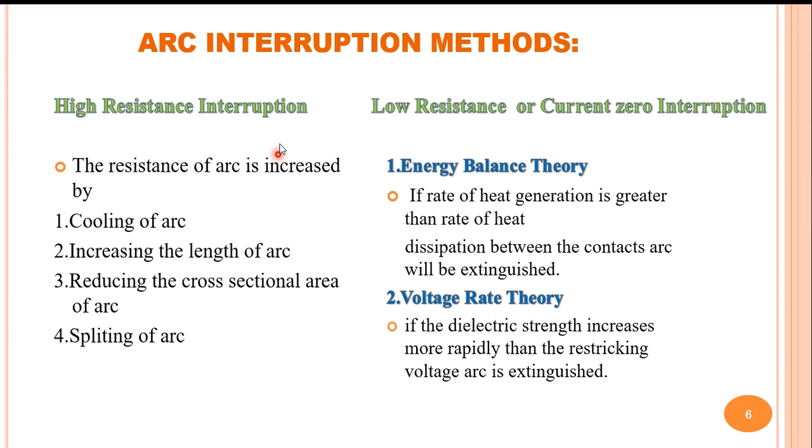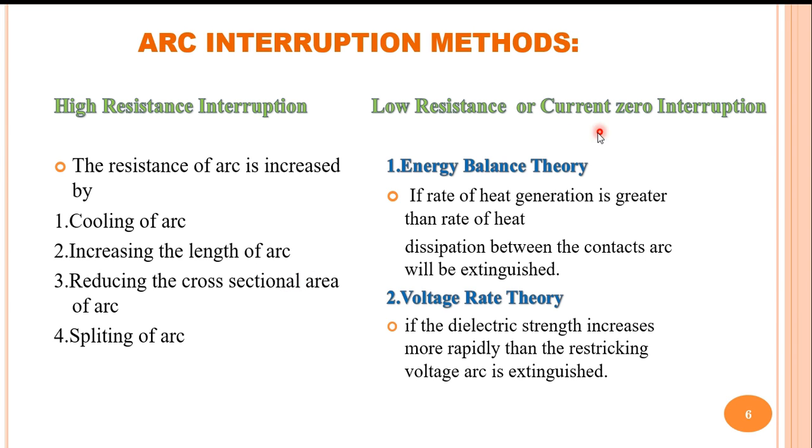Resistance R equals rho L by A. So we can cool the arc or increase the length so that resistance increases, reduce the area, or split the arc. By splitting the arc also we are reducing the area of the cross section.